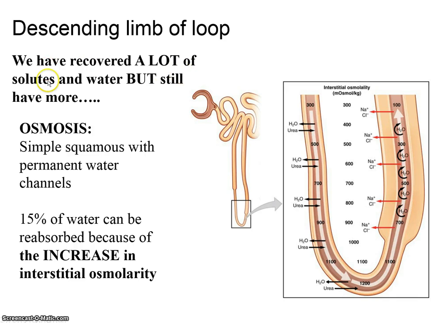We have recovered a lot of solutes and water from the proximal convoluted tubule, but we still have more. So osmosis occurs. These are simple squamous cells, and they have these permanent water channels, like most of the cells in your body, which we call aquaporins. All right? So I say 15% of water can be reabsorbed here, right? So additionally, we left quite a bit, right?